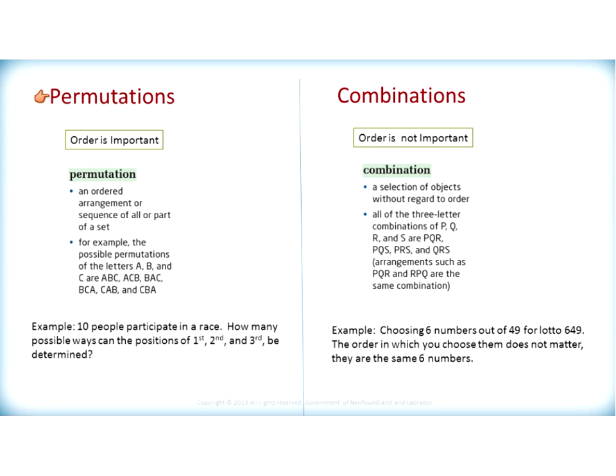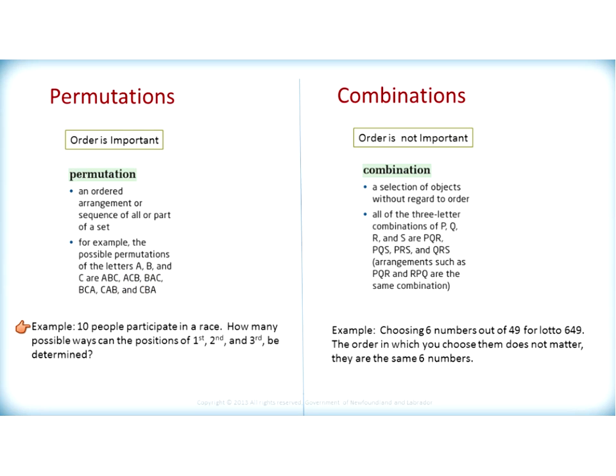You should have already learned at this point what a permutation is, and we're going to compare permutations and combinations now. The important thing with a permutation is that order is important. A permutation is an ordered arrangement or sequence of all or part of a set. For example, the possible permutations of the letters A, B, C, and D, taking three at a time, are ABC, ACB, BAC, BCA, CAB, and CBA. Notice that order is important. It's the number of ways of arranging these three letters. All of these arrangements are different.